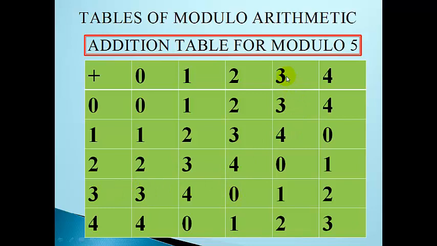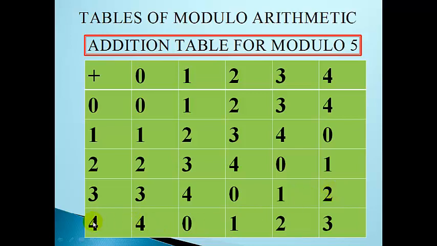Now 3 plus 3 is equal to 6. And 6 in mod 5 is equal to 1, because we have only one group of 5 in 6 and the remainder is 1. We are only interested in the remainder, so we write the remainder 1. That means that 3 plus 3 in mod 5 equals 1. Now 3 plus 4 is equal to 7, and 7 in mod 5 is equal to 2. Why? Because we have only one group of 5 in 7 and the remainder is 2.